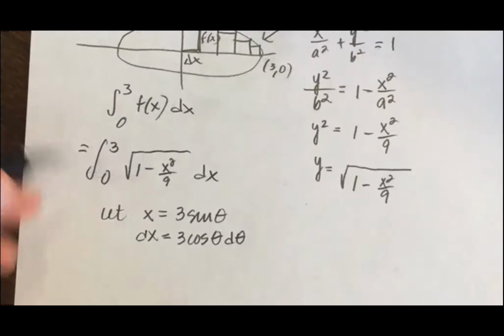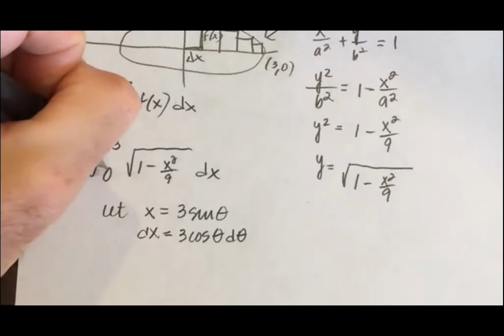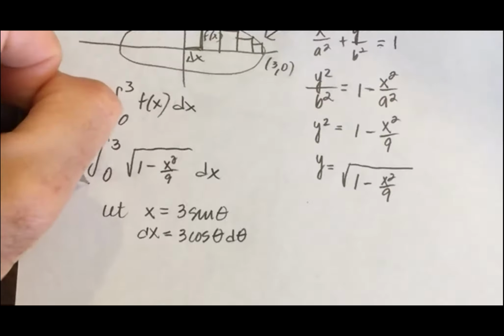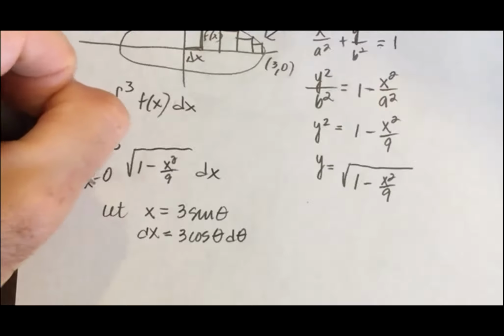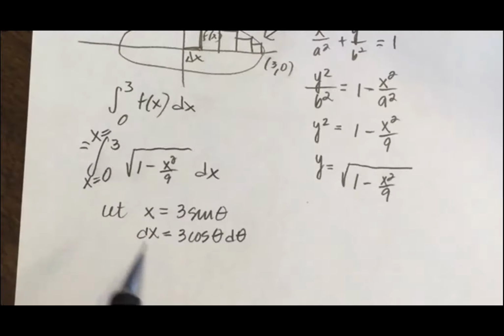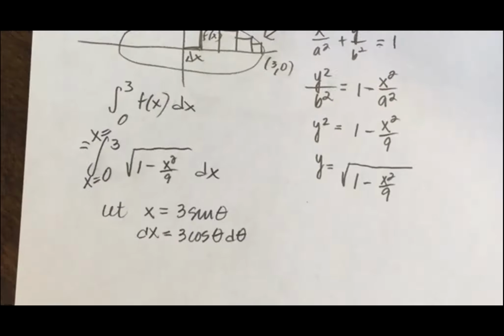And so let's see if we can substitute. Now, check this out. Remember these limits up here? We didn't have limits yesterday, but these limits are in terms of what? This is x equals 0 to 3. So we're going to have to change everything into thetas if we're going to go to theta.